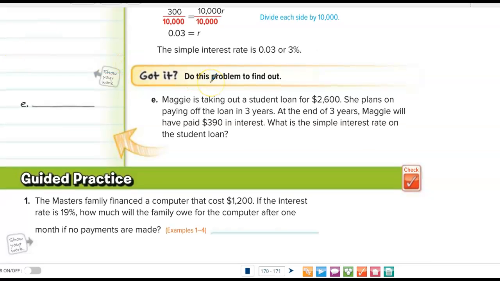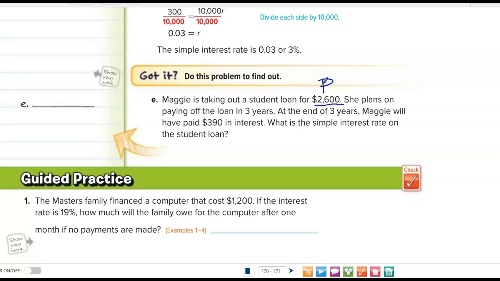All right, Maggie is taking out a student loan for $2,600. She plans on paying off the loan in 3 years. At the end of 3 years, Maggie will have paid $390 in interest. What is the simple interest rate on the student loan? Okay, so this $2,600 is my principal, because it's the money that I'm borrowing.